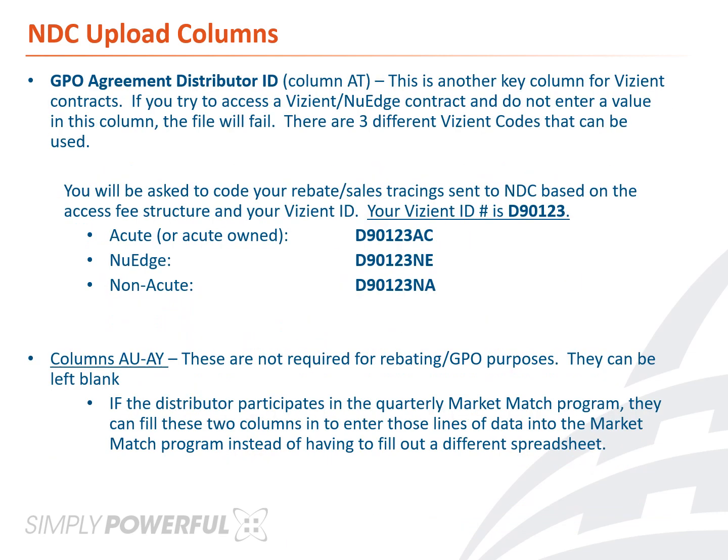Column AT is your Vizient Subdistributor ID. How you report this ID makes a difference in your admin fee structure. Please note the letters at the end. Columns AU through AY are not required unless you are participating in NDC's Market Match promos. Available for NDC member distributors only.